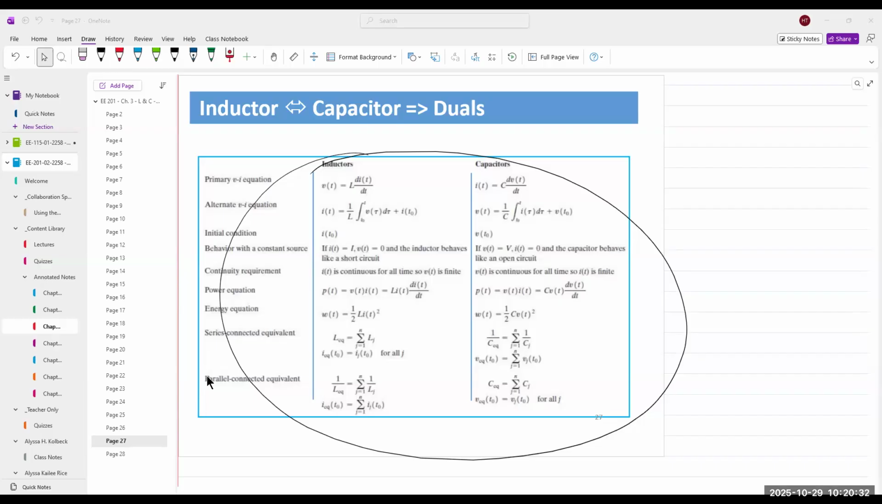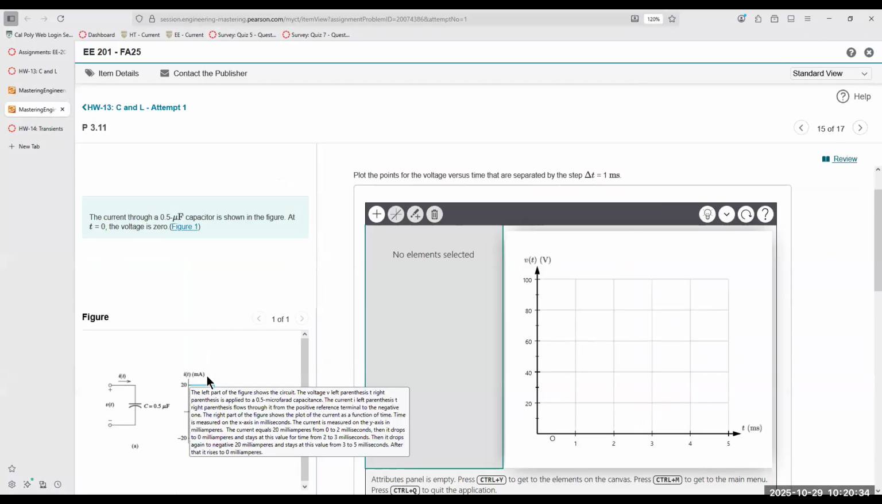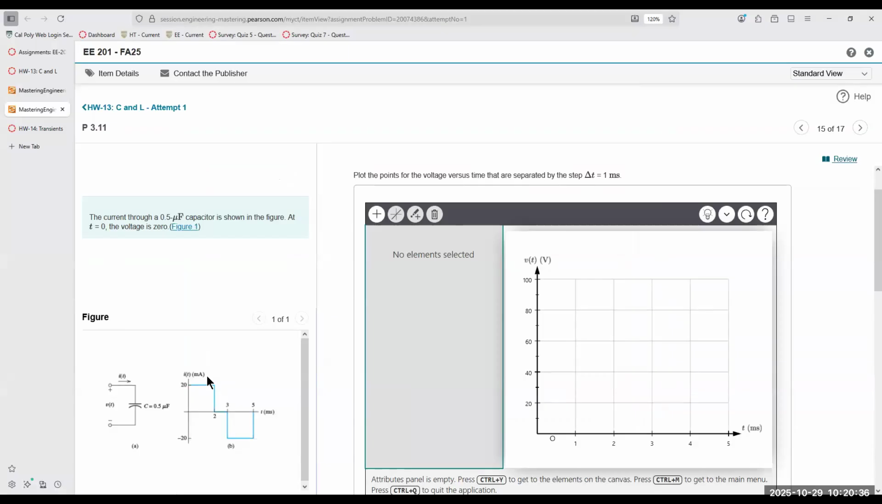So for this one, current I is given. I has a value of 20 milliamps for the first 2 milliseconds. Okay, so we write an equation. We don't even have to write an equation. It's a flat line, so it's a constant. So current I is a constant value of 20 for the first 2 milliseconds. And then it's minus 20 for 3 to 5, so another 2 milliseconds, it's minus 20. And between 2 and 3, for a 1 millisecond time period, it's 0.